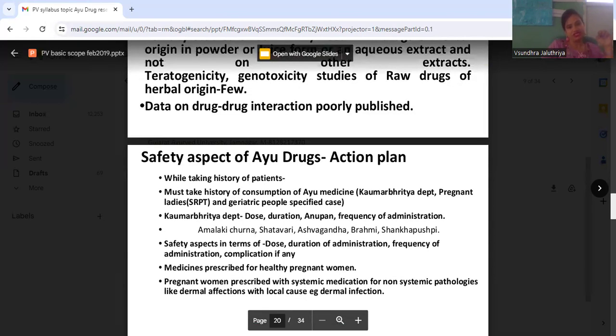While taking a patient's history, one must take the history of consumption of ASU medicine, in Kaumarbhritya department, pregnant ladies, and geriatric people: the dose, duration, anupan, and frequency of administration, for example Amalaki churna, Shatavari, Ashwagandha, Brahmi, and Shankhpushpi. Safety aspects in terms of dose, duration and frequency of administration, and complications of any medicines prescribed for healthy pregnant women, such as systemic medication prescribed for non-systemic pathogenesis like dermal infection with a local cause.